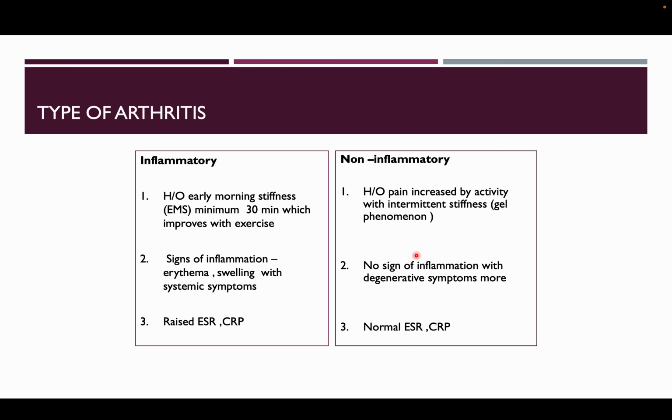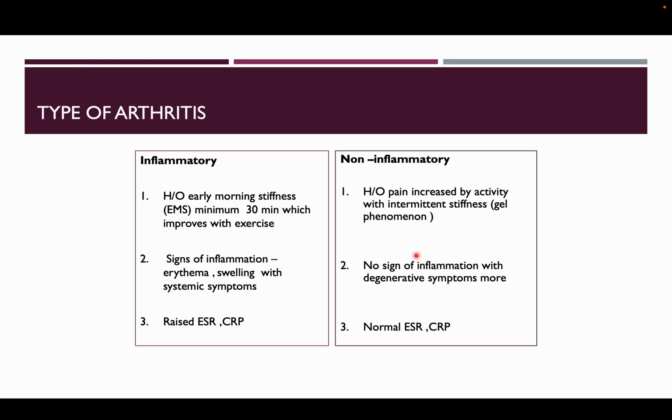In the case of non-inflammatory arthritis, like osteoarthritis, the pain increases with the evening. But they also have stiffness, like in inflammatory arthritis, though it is more of intermittent stiffness. Because of the pain, they can't move the joint. So intermittent stiffness, generally lasting less than 30 minutes, is called the gel phenomenon. That is present all throughout the day. Intermittently, it will come and go. So that is called gel phenomenon.